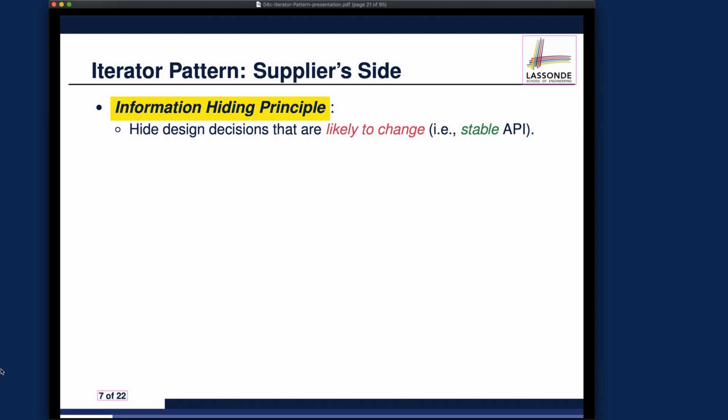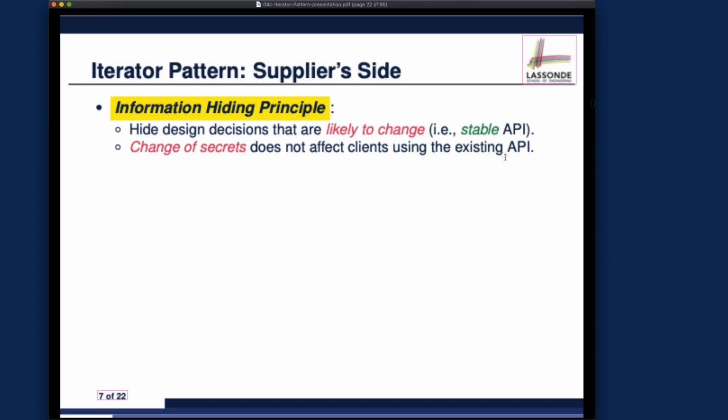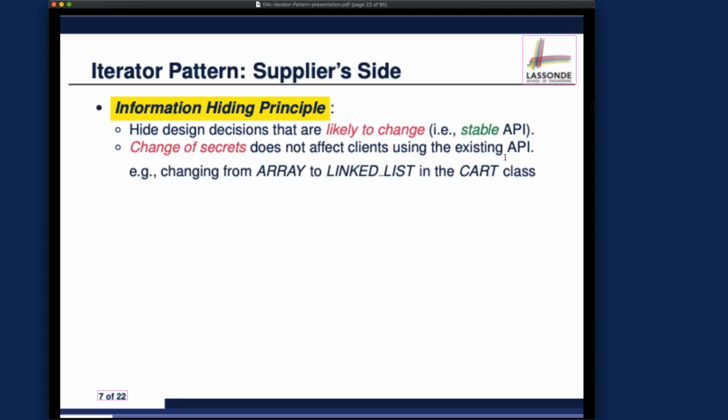It should not be public, so that it will not affect the clients, as we showed in the original problem. So you should really have a stable API. That's the point about having information hiding. Okay, so a change of secrets does not affect the client using the existing API. In the original problem, as soon as you change from array into linked list, the client's code, in the worst case, does not compile. That's a really big problem.